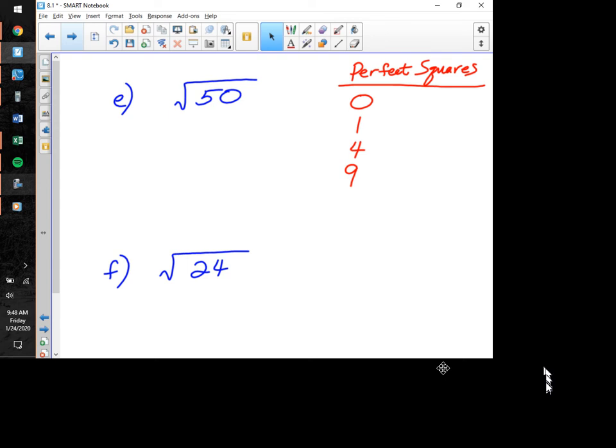How do we get 0, guys? By squaring what number? So this is 0 squared. This is 1 squared. 4 is 2 squared. And 9 is 3 squared. So this is your pattern. You guys don't have to write this part down, but 0 squared is 0. 1 squared is 1. 2 squared is 4. And 3 squared is 9.